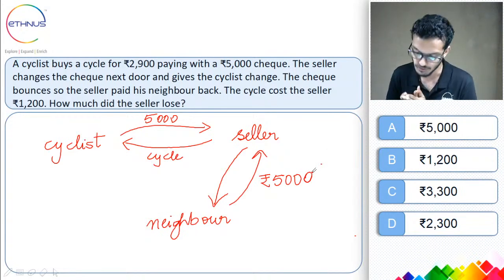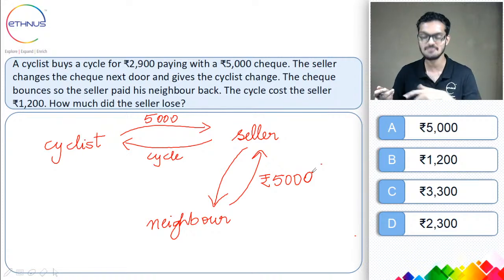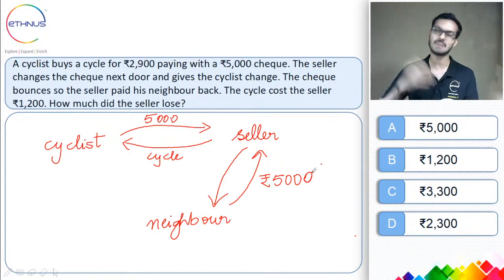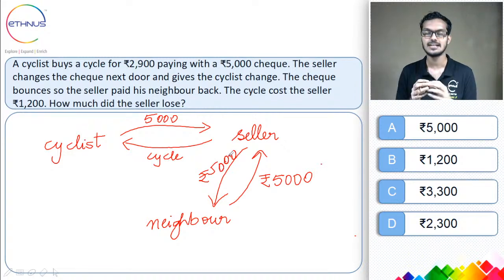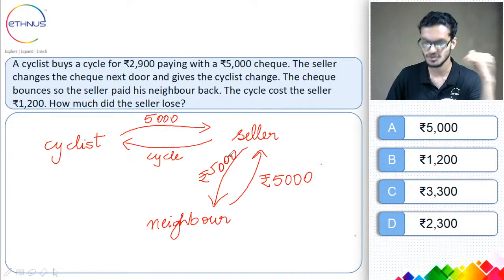So this is what we got to know. The check bounces, so the seller paid his neighbor back. And how much will he be paying back? Definitely it will be 5,000 only. So the seller will pay back rupees 5,000. So this is what we know from the given figure, that the seller will pay back the neighbor 5,000 because the check bounces. Now, the question is, how much did the seller lose?